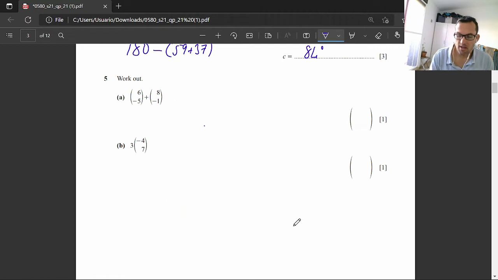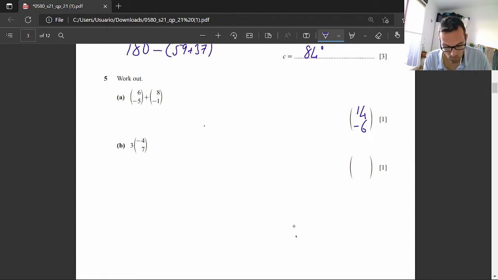Question 5, column vectors. It's straightforward doing these questions. For the first two, just remember, this is not fractions. Don't confuse with fractions. Column vectors, you just add them together. 6 plus 8 is 14. Minus 5 plus minus 1 is minus 5 minus 1, which is minus 6.